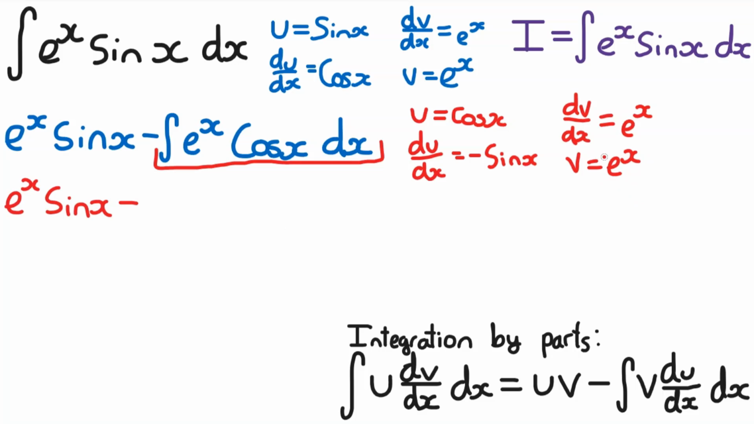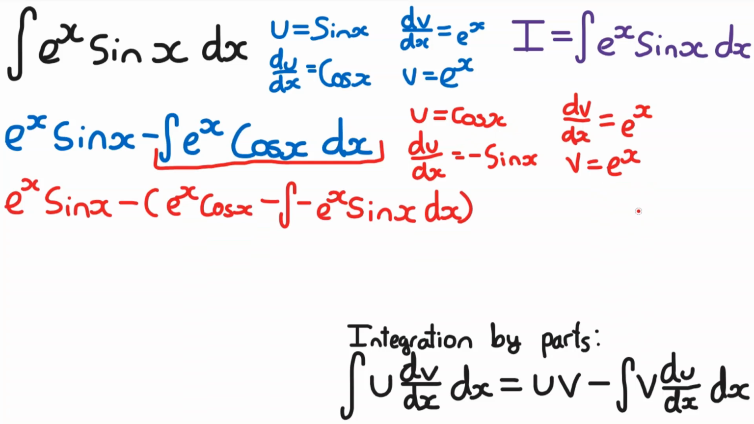So remember, we need to keep this e to the power of x sin x minus part because this was from the previous integration by parts, and now we're integrating this here by parts. So this is going to be uv, so u is cos x and v is e to the power of x, so it's going to be e to the power of x cos x, and then it's going to be minus the integral of v du over dx. So v is equal to e to the power of x and du over dx is equal to minus sin x, so this is going to be minus the integral of minus e to the power of x sin x. Be careful with the minuses here because you have this one here as well.